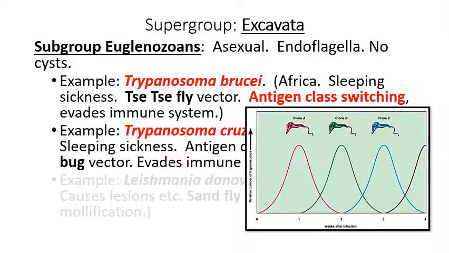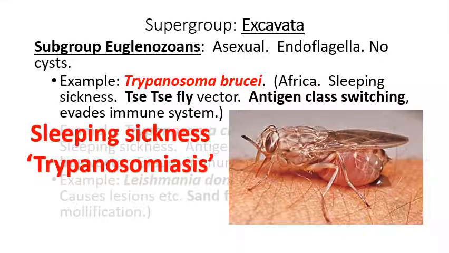Okay, so there we have the trypanosomes. Trypanosoma brucei is endemic to certain parts of Africa. It causes sleeping sickness. Trypanosomiasis is the technical term. The common term is sleeping sickness. This is a tsetse fly. Notice that there's some excrement coming out of the back of the tsetse fly. The tsetse fly bites.